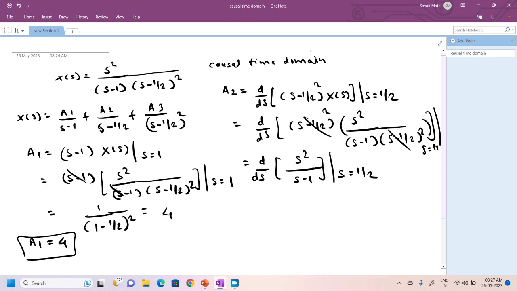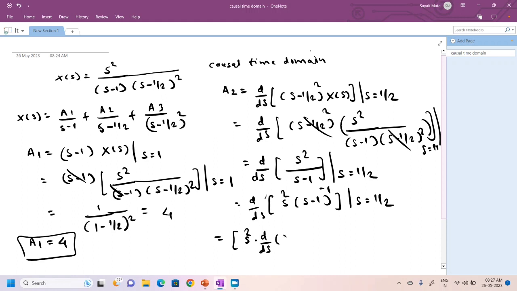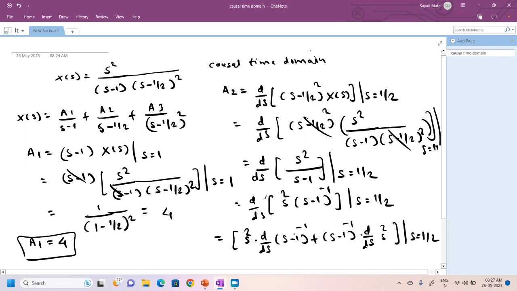Now let us apply the u into v rule. We will convert this into the uv form. So d/ds of s² times (s − 1)⁻¹ at s = 1/2. Now apply the u into v formula of the derivative. Which is nothing but the s² term as it is into d/ds of (s − 1)⁻¹, plus (s − 1)⁻¹ as it is into d/ds of s², at s = 1/2.